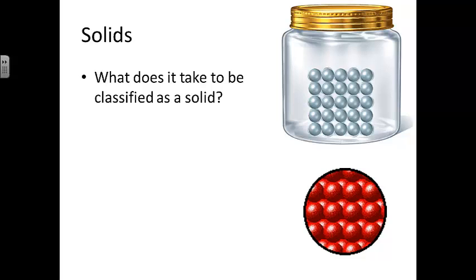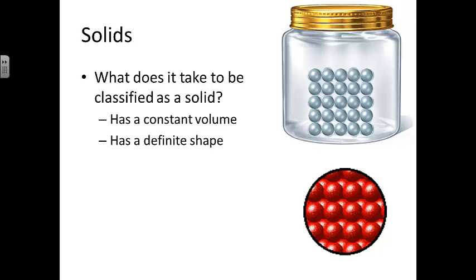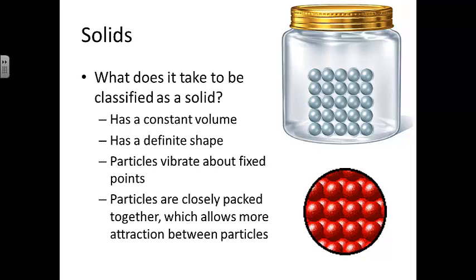What does it take to be classified as a solid? Well, it needs to have constant volume. It also needs to have a definite shape. Both of these are obvious in the picture of the solid in the jar. We can see that it has a definite shape, in this case more of a cubical shape, and it has a constant volume. It's not changing how much space it takes up.